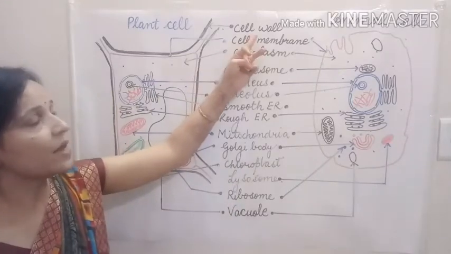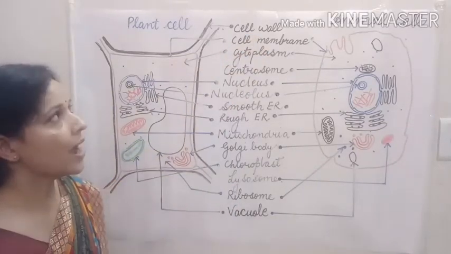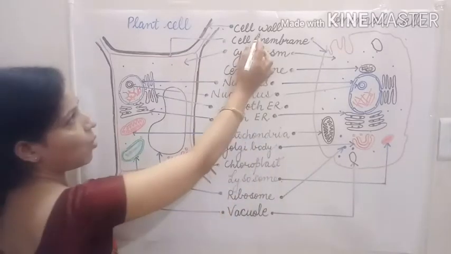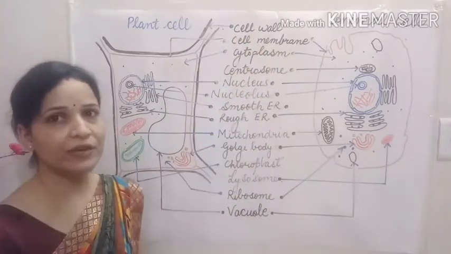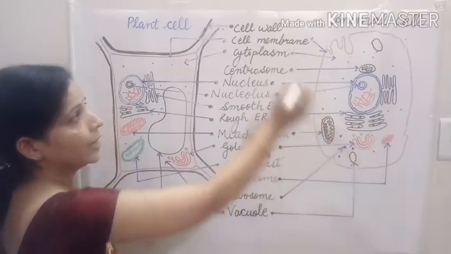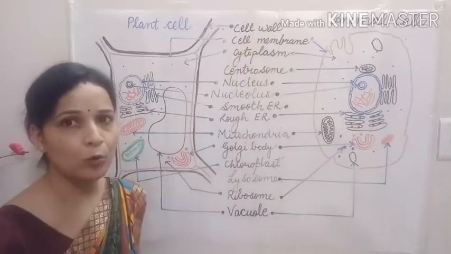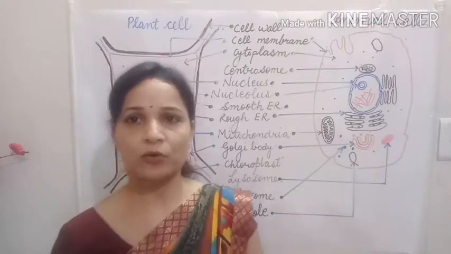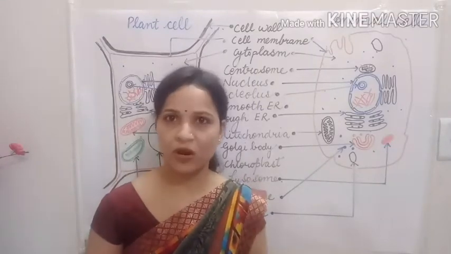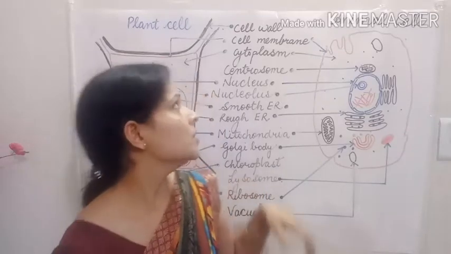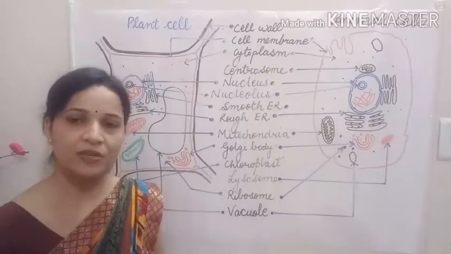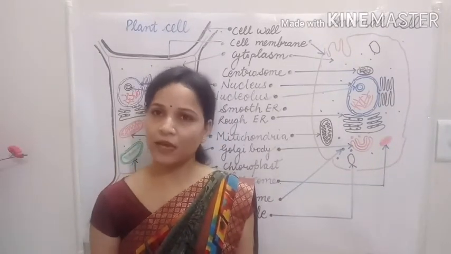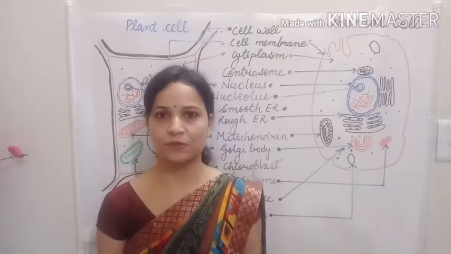The cell wall is non-living in nature and it is made up of cellulose. Now the question arises, what is cellulose? Cellulose is a type of complex carbohydrate. So the cell wall is the thick wall made up of cellulose.